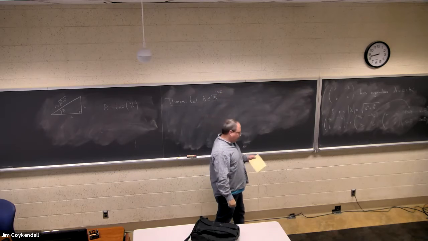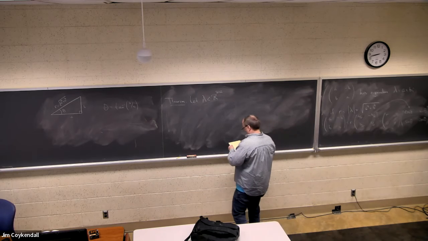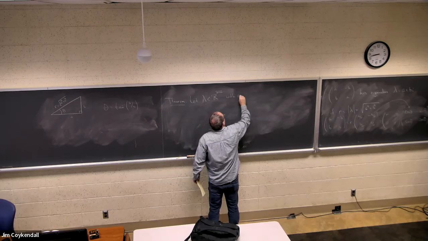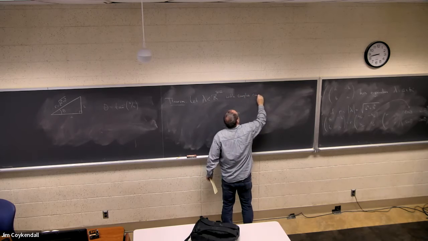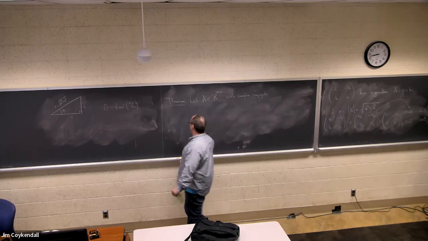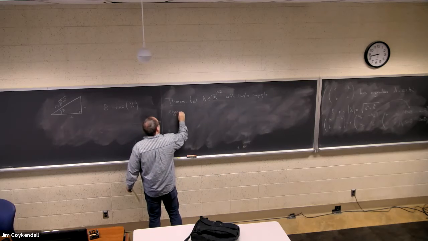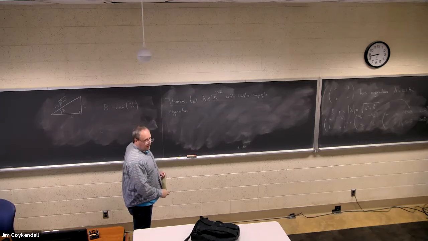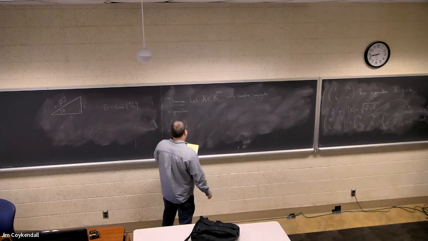So suppose I have a 2x2 real matrix with complex conjugate eigenvalues. If there's a single non-real eigenvalue, they have to be complex conjugates. They're a real matrix.